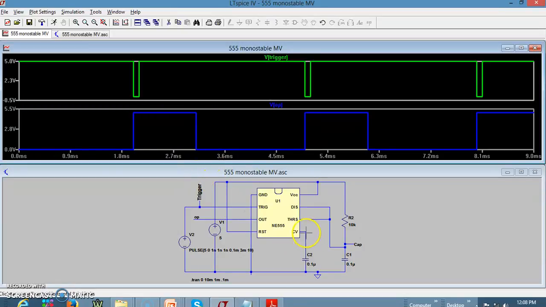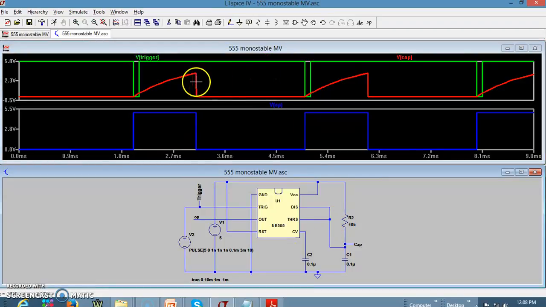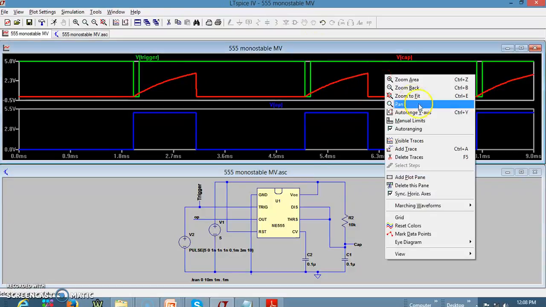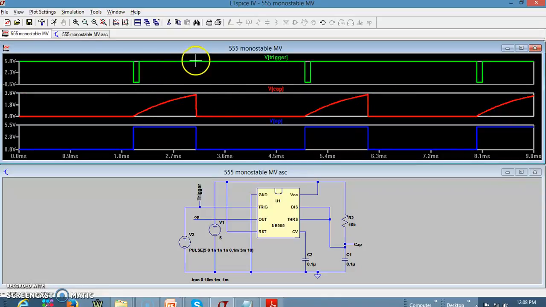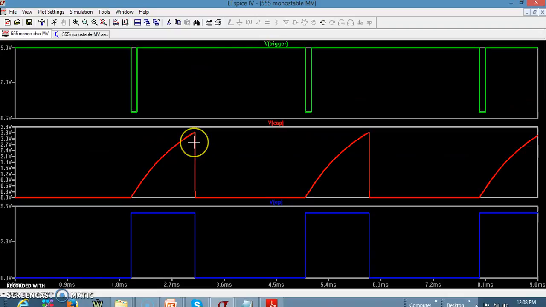Let us also have a look at the capacitor voltage of this timing capacitor. Okay, this is how it is charging and discharging. Now let me put this capacitor voltage also in a different pane, and put the trigger over there. I can see the capacitor voltage reaches 2/3 voltage. This is your VTH. The output goes to 0. So the capacitor is not allowed to go beyond VTH. The output is going to 0.